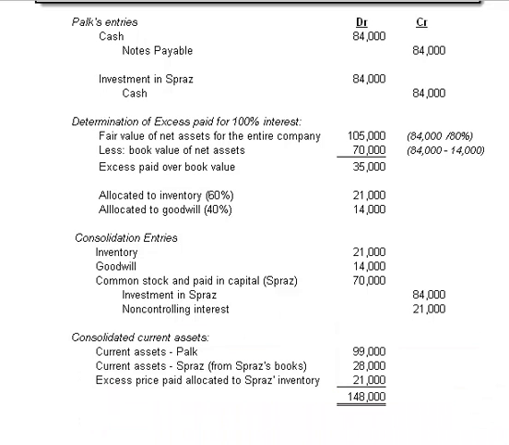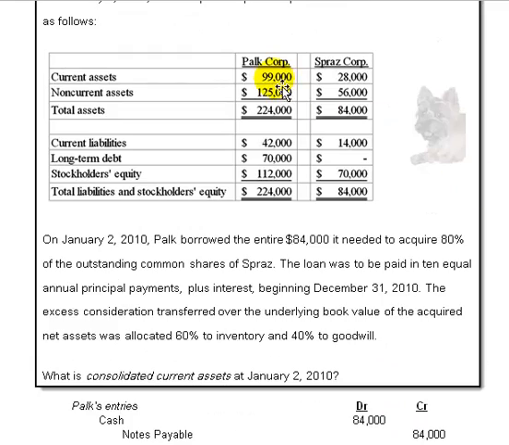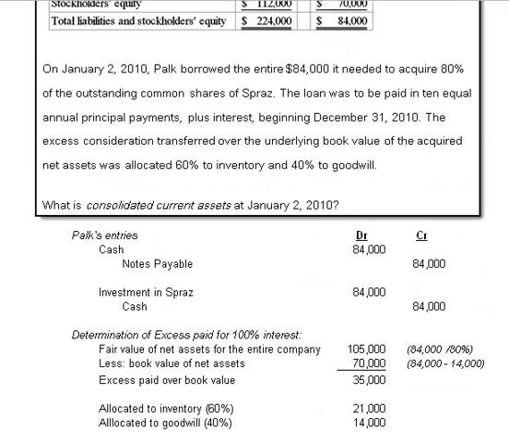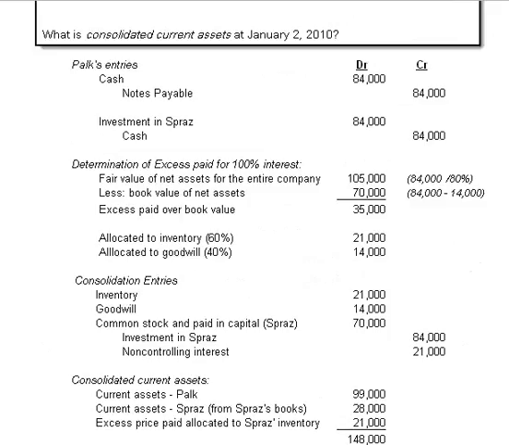Let me slide this away, which is, what's the consolidated current assets? Well, POC had $99,000 on its books. Spratz's book value was $28,000, and then we're going to add to it the $21,000 that we allocated to inventory. So the consolidated current assets of the organization will be $148,000. Now let me just slide up to show you where the 99 and the 28 came from. Okay, I'll slide back down. And that's this problem, everyone. Thank you.